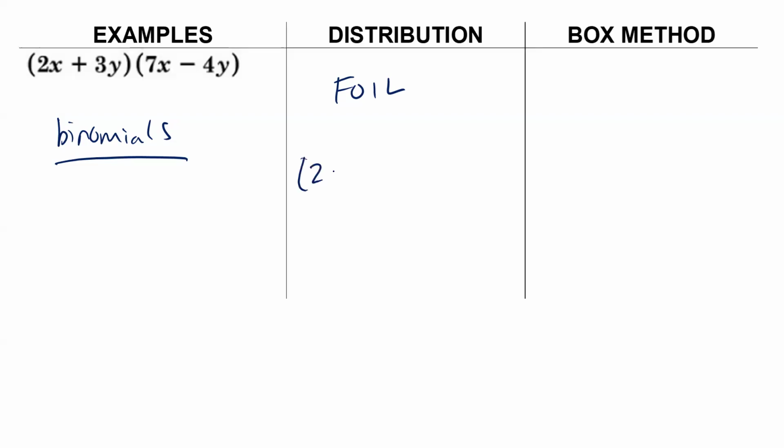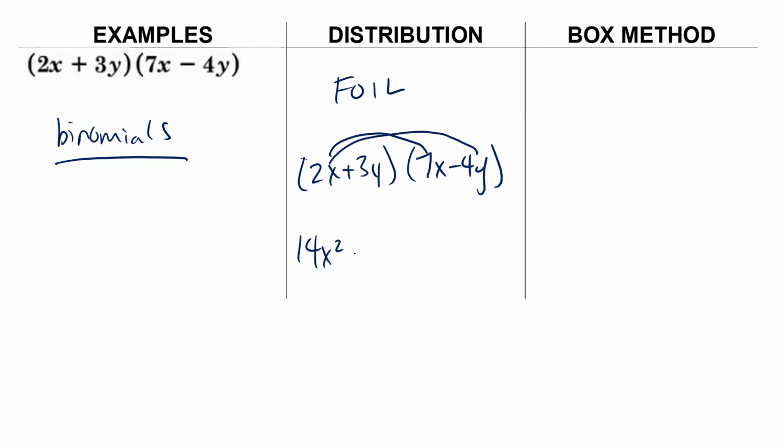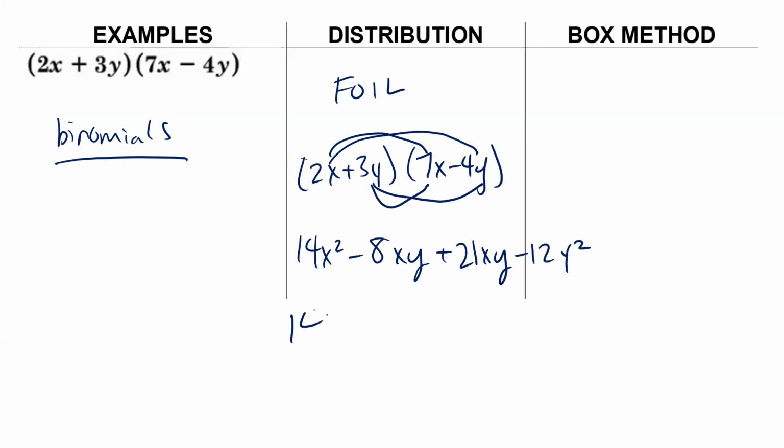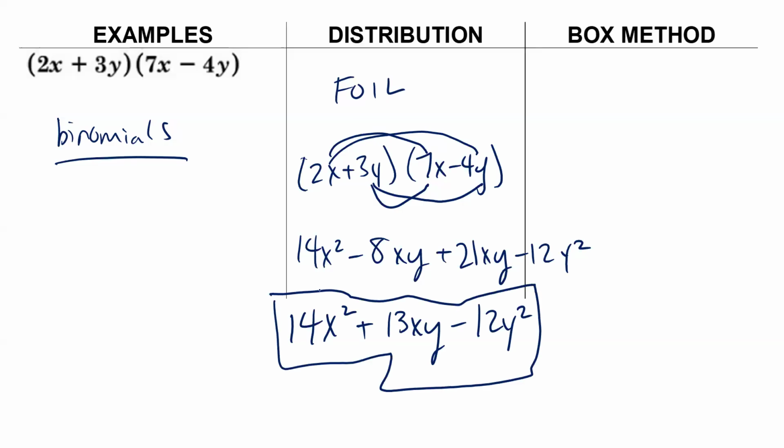So if you chose this, you would have had 2x plus 3y times 7x minus 4y. First times first gives us 14x squared. Outside times outside gives us negative 8xy. Inside times inside gives us positive 21xy. And last times last gives us negative 12y squared. We consolidate by combining like terms, and you should have gotten 14x squared plus 13xy minus 12y squared. Remember, when you're combining like terms, that has nothing to do with the variables, just the coefficients. Okay?